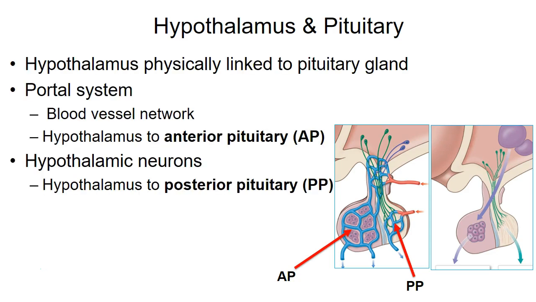All right, so this is pretty much what I was telling you about. The hypothalamus is physically linked. There's a portal system, which is a blood vessel network for the anterior pituitary, kind of like a miniature highway between the hypothalamus and the anterior pituitary. And then with the posterior pituitary, we have neurons that start off in the hypothalamus and project into the posterior pituitary, meaning that those hormones that are released from the posterior pituitary, their manufacturing starts off in the hypothalamus.